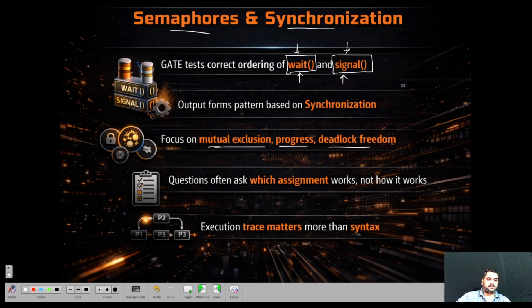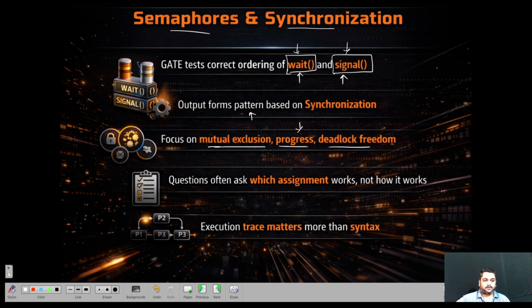So once you understand the working of wait and signal and the sequence, the pattern, then definitely you can find out. You should understand the definition of progress. Mutual exclusion you will easily understand. You understand the progress and bounded waiting and deadlock conditions.